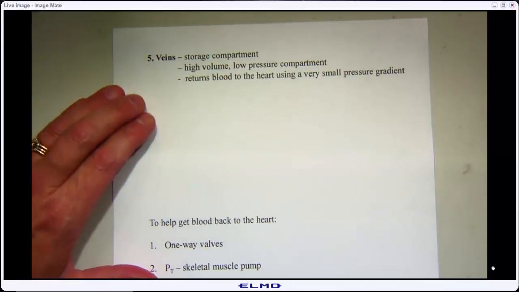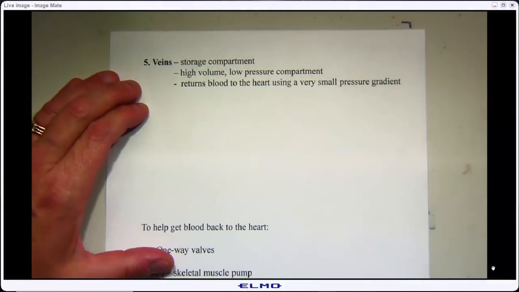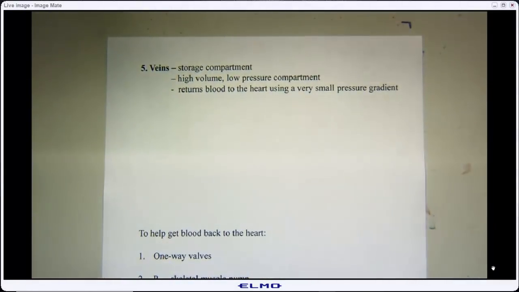Veins. Not going to spend a lot of time here. Doesn't mean they're not critical. There's just really one or two functionally important things to talk about, and then we're off to put the whole system together. Okay, so veins were our storage compartment. We saw that they were a high volume, really low pressure compartment. We're talking about 3.5 liters residing in that compartment with a pressure of 7 millimeters of mercury.